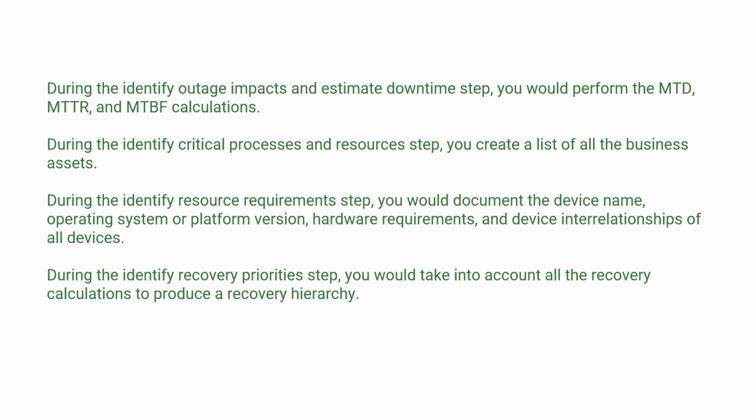During the identify critical processes and resources step, you create a list of all the business assets. During the identify resource requirements step, you would document the device name, operating systems or platform version, hardware requirements, and device interrelationships of all devices. And finally, during the identify recovery priorities step, you would take into account all the recovery calculations to produce a recovery hierarchy.